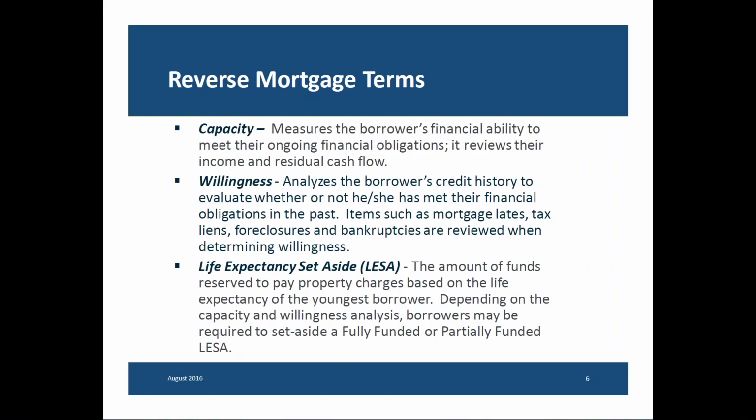Life expectancy set aside, also known as a LESA, is the amount of funds reserved to pay property charges based on the life expectancy of the youngest borrower, depending on the capacity and willingness analysis. Borrowers may be required to set aside a fully funded or partially funded LESA. The fully funded really is if they don't meet capacity or willingness, especially issues that can't be explained by extenuating circumstances, and it's set aside for taxes and insurance. A partially funded is another option, but that is not dependent on the borrower. It's dependent really on the underwriter whether they're going to need a fully funded or partially funded.